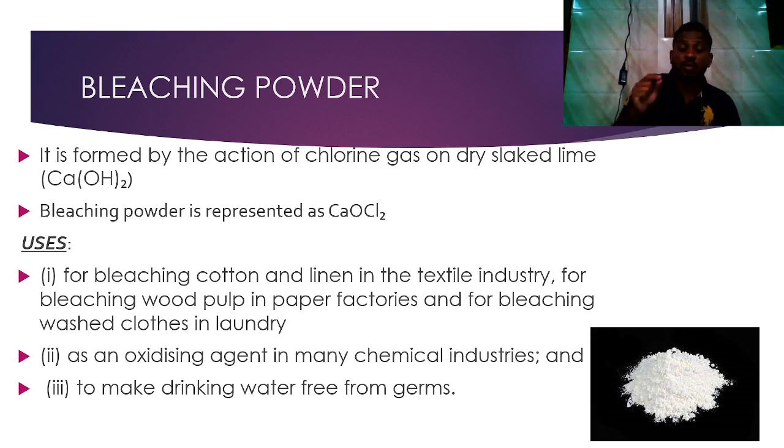And for bleaching washed clothes in laundries. We give our clothes to the laundry to wash, and they use bleaching powder to clean our clothes. The next point, bleaching powder is used as an oxidizing agent in many chemical industries. And the last use of bleaching powder is to make drinking water free from germs. We can kill the germs by using bleaching powder.